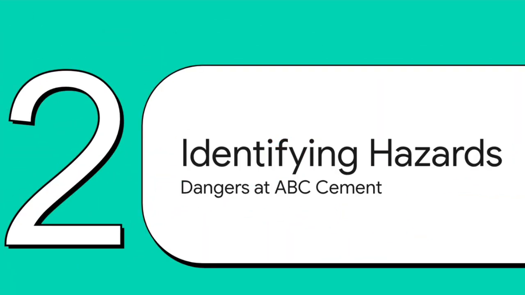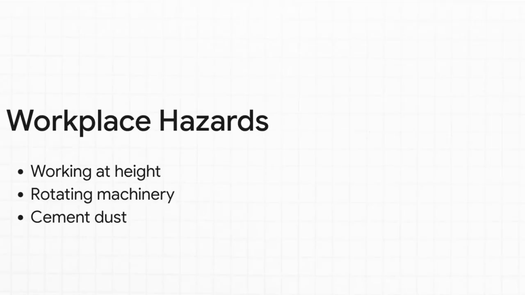Section 2. Identifying key workplace hazards, the dangers at ABC Cement. When we look at Section 4, hazard identification, we quickly spot the big 3 hazards out there. First up, working at height. We're talking falls from those elevated rotary kiln platforms, which can cause severe fractures or, worse, fatalities.